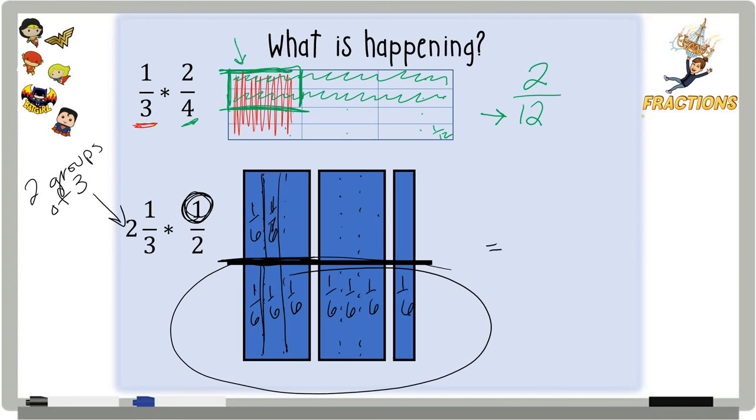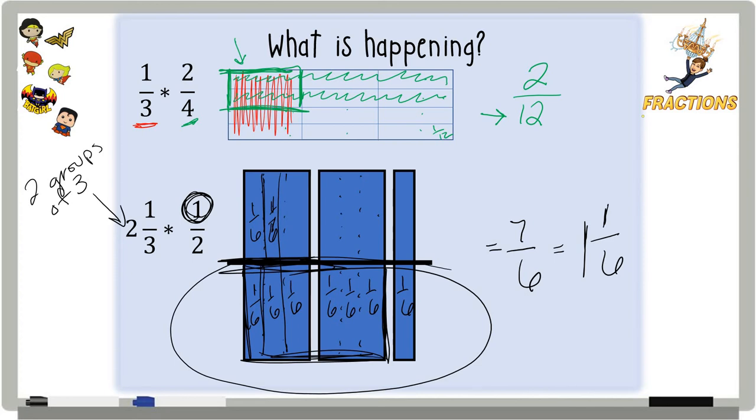So my answer here is actually 7/6, and I know that these right here are going to make a whole group, because 6 out of 6 makes a whole group, so my answer is 1 1/6.